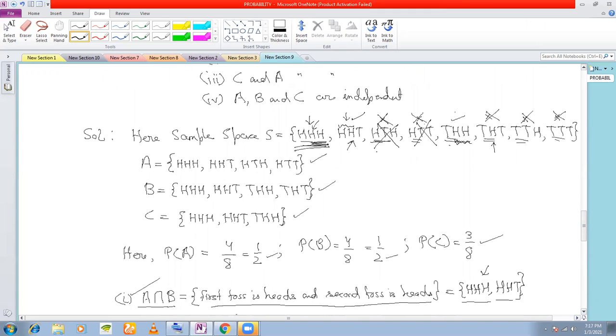This one will also not qualify. Two heads are not there in a row. This one has two heads in a row, but the first is not a head, so this will also not qualify. This one also gone. This one, there are no two heads in a row, so this is also gone. This one doesn't have two heads in a row, so this is gone. And similarly, this is gone.